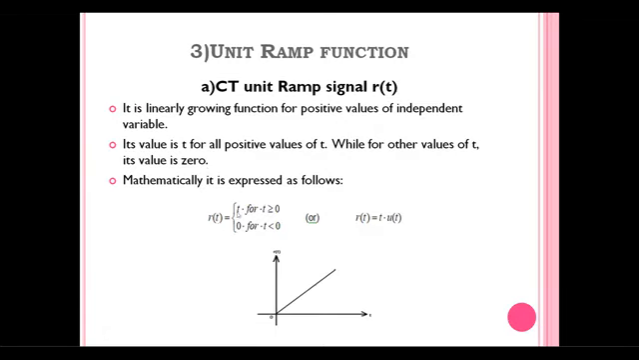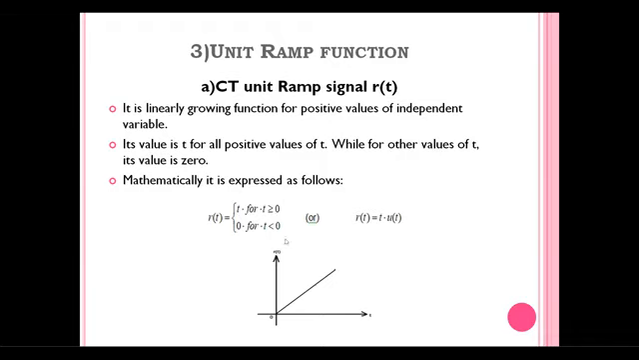r of t equal to t for t greater than or equal to 0. For t less than 0, the signal has 0 amplitude. So for example, t equal to 0 means r of t is 0, t equal to 1 means 1, t equal to 2 means 2, etc.